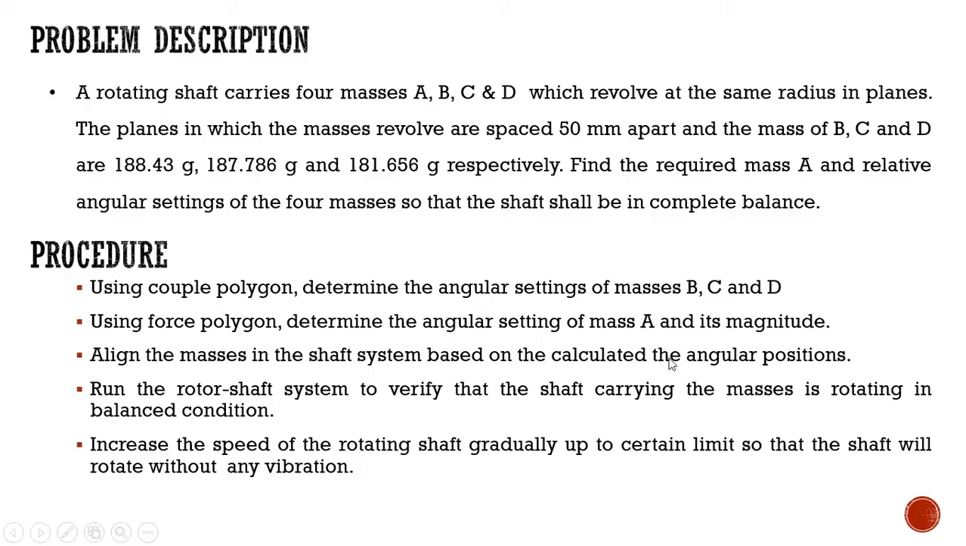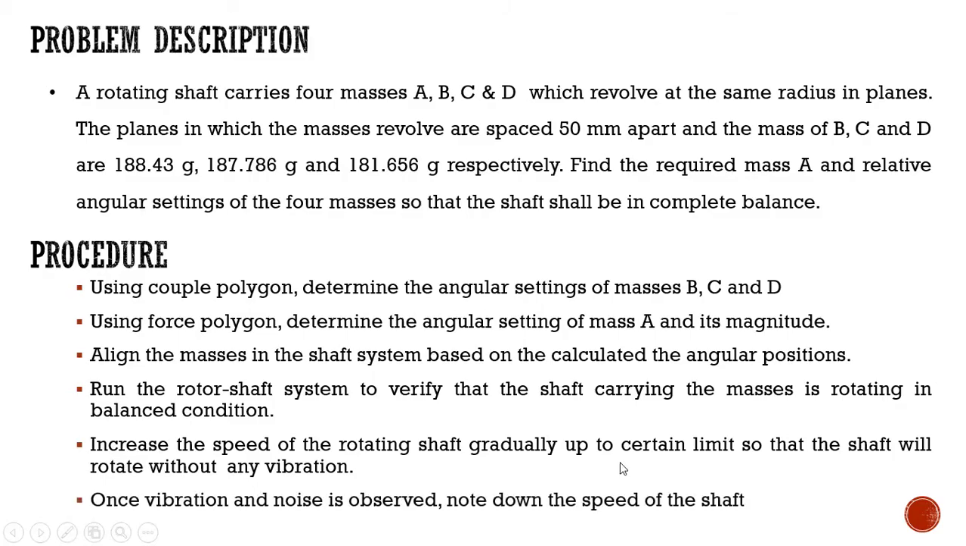Though we have calculated the suitable mass as well as its angular settings so that the system can be in complete balance, a slight calculation error or setting error may be present in the system. So definitely when it crosses a certain speed, it will start to vibrate. So we are going to calculate the maximum speed at which the system can be operated without any vibration. This is the procedure that we are going to follow.